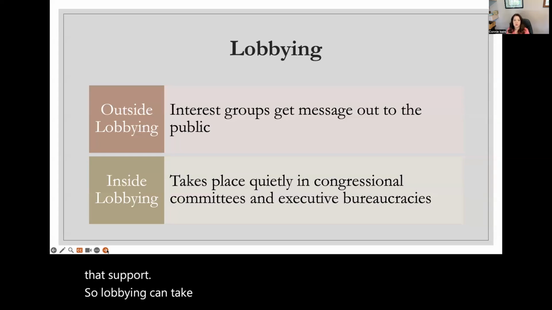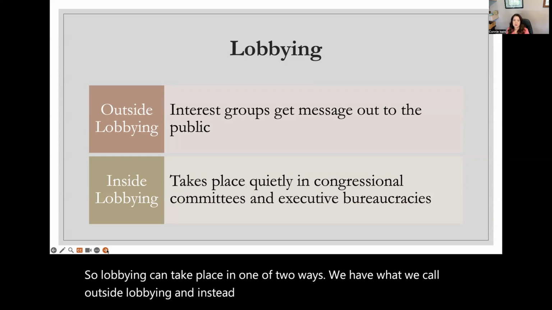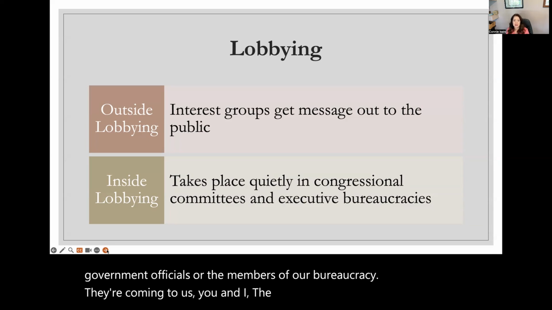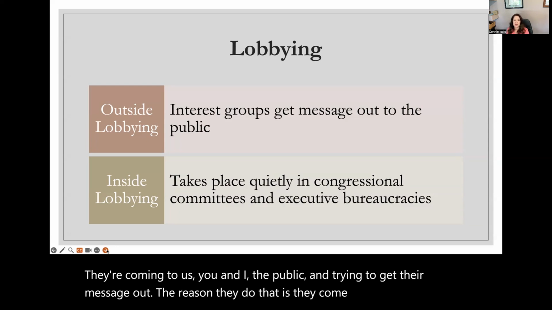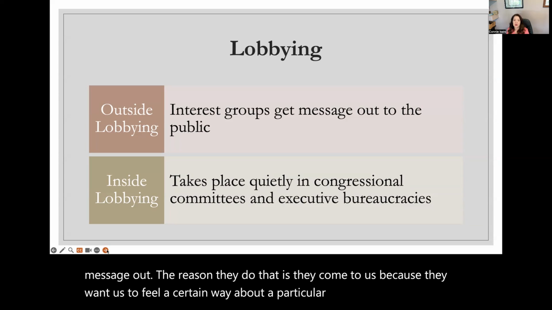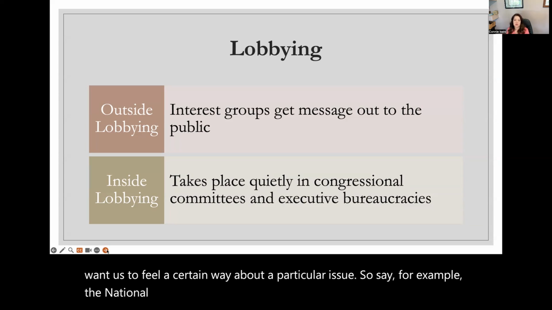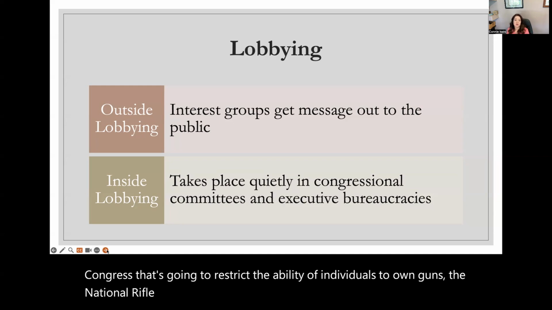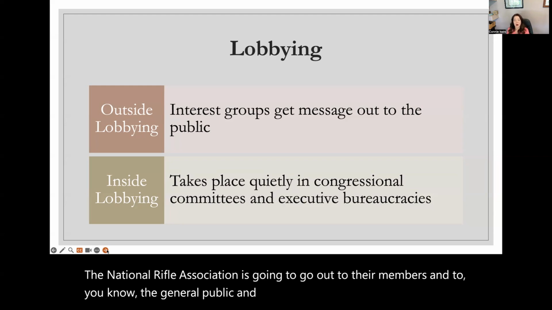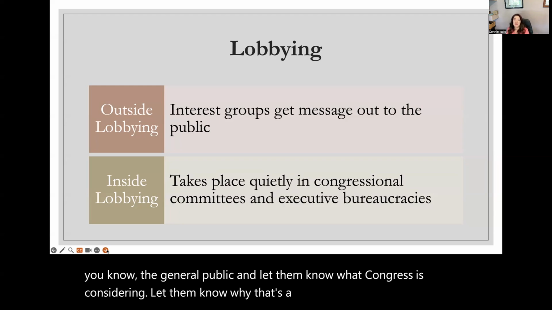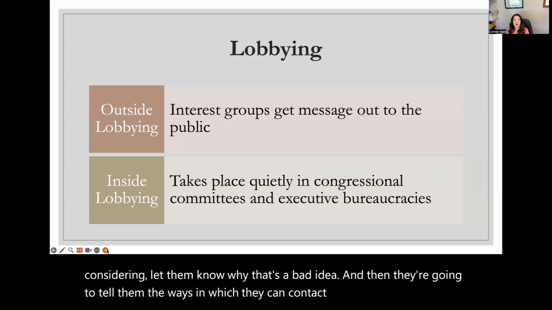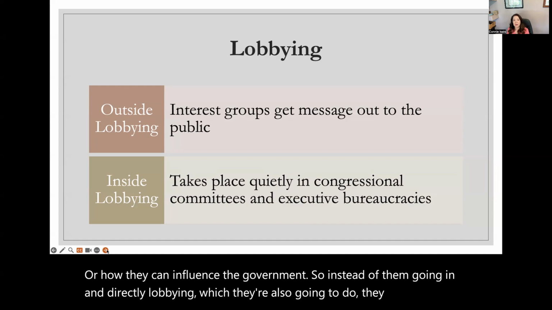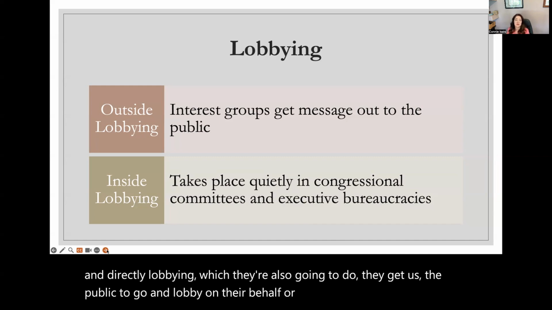So lobbying can take place in one of two ways. We have what we call outside lobbying, and instead of our lobbyists directly contacting our government officials or the members of our bureaucracy, they're coming to us, you and I, the public, and trying to get their message out. The reason they do that is they want us to feel a certain way about a particular issue. So say, for example, with the National Rifle Association, there's legislation in front of Congress that's going to restrict the ability of individuals to own guns. The National Rifle Association is going to go out to their members and to the general public and let them know what Congress is considering, let them know why that's a bad idea, and then they're going to tell them the ways in which they can contact their congressional representatives or how they can influence the government. So instead of them going in and directly lobbying, which they're also going to do, they get us, the public, to go and lobby on their behalf, or contact our elected representatives and let them know how we feel about a certain issue.